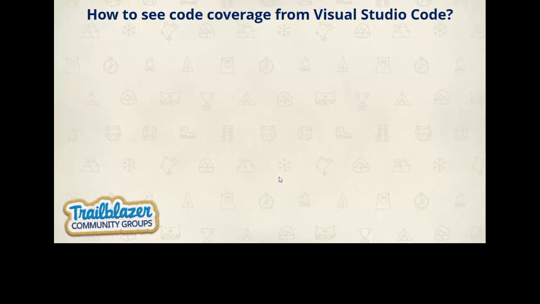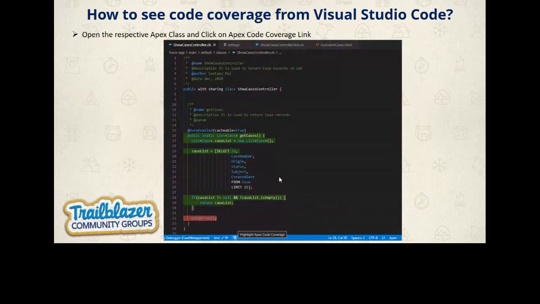In this slide, we will see how to check the code coverage after running the test class from Visual Studio Code. After running the test class, you will get a link called Highlight Apex Code Coverage at the bottom bar of the Visual Studio Code panel. When you click on that, it will show how many lines you have covered during the test class execution.